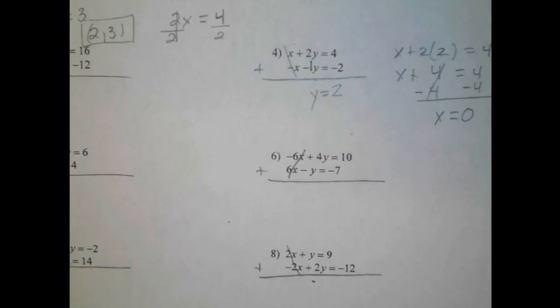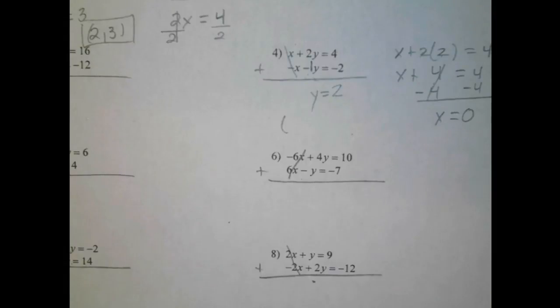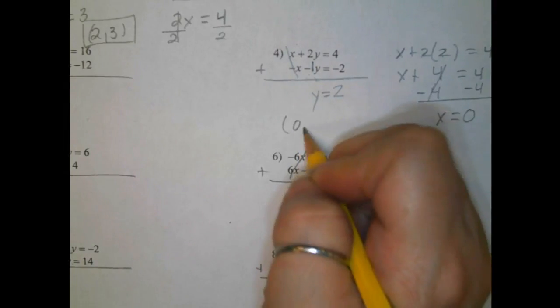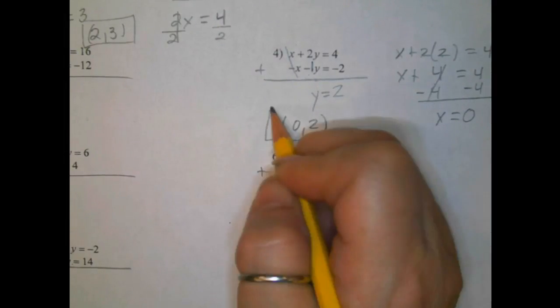Am I done? No. What's my last step? I need ordered pair. What is it? Everybody say it. That's, write it as an ordered pair. What's an ordered pair? X comma y. So what's my x value? 0. And what's my y value? That's my answer right here.